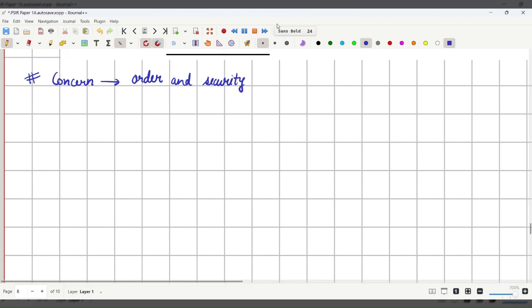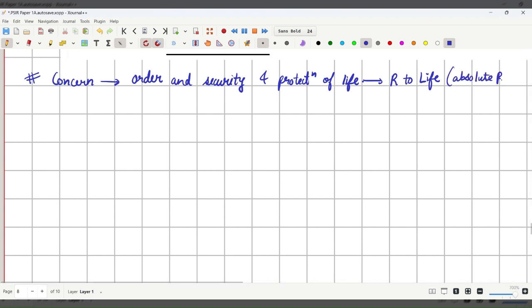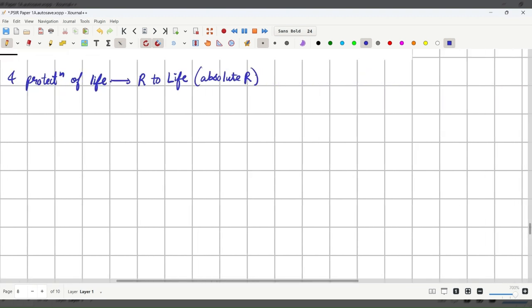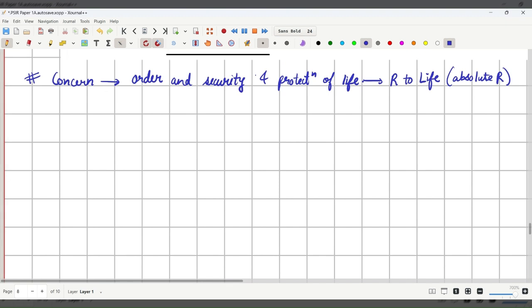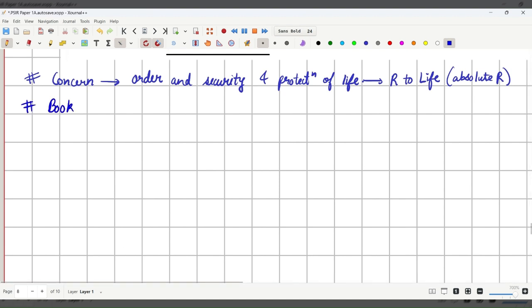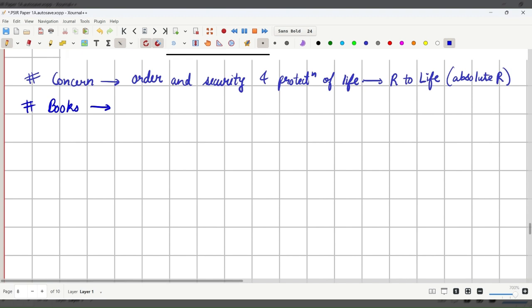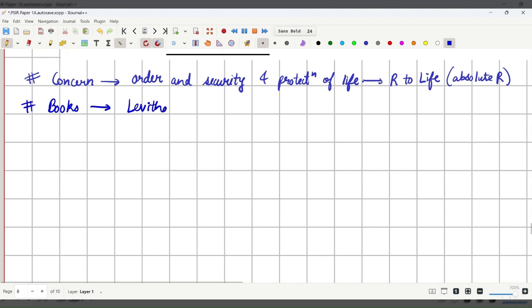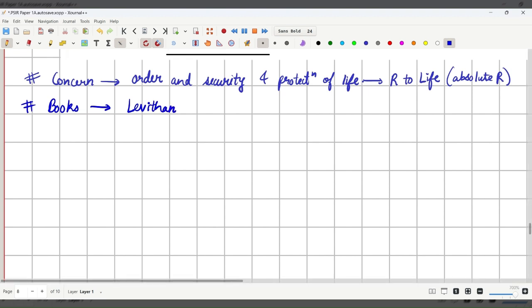and protection of life. For this, he gave the right to life as the most important right. It is an absolute right. Basically, it is also the right to self-preservation. Then his books. So first was Leviathan, or his only book, I think. I may be wrong about his book, but the name is this only, Leviathan.